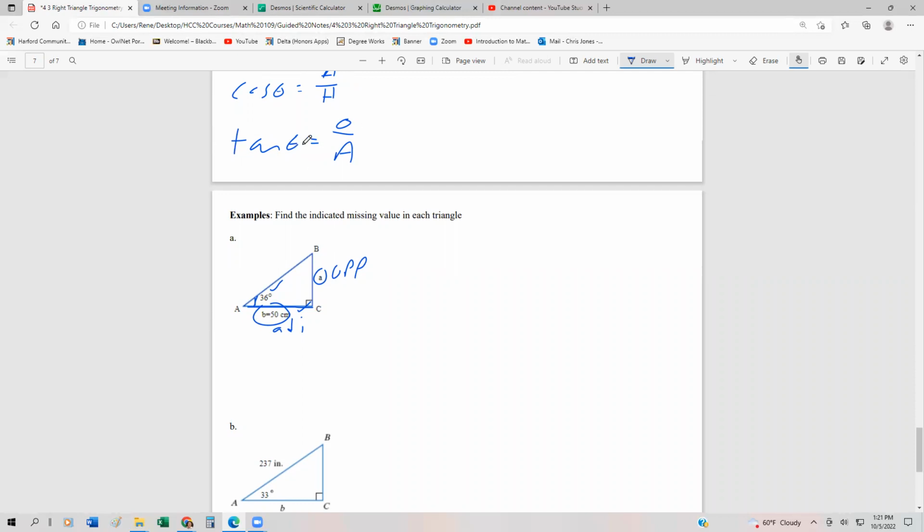And so what we can say is that the tangent of 36 degrees is going to be equal to the opposite, which is A in this case, divided by the adjacent, which is 50. Now to solve this, I'm going to multiply both sides by 50. So 50 tangent of 36 degrees is equal to A.